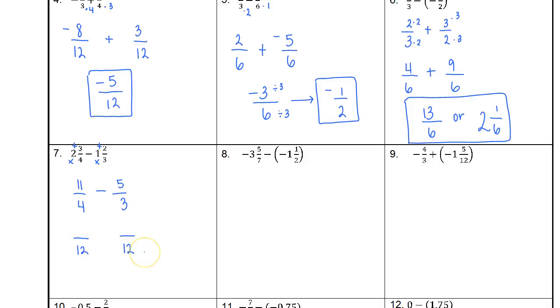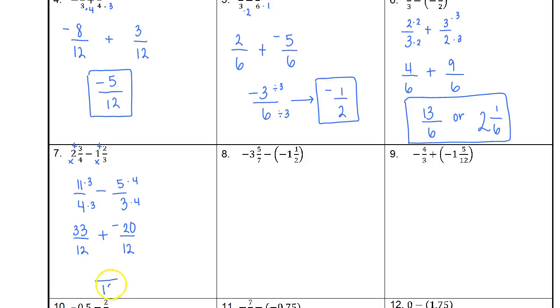And now I have to change my numerators as well. So 4 times 3 I multiplied to get 12, and 11 times 3 will give me 33. 3 times 4 gives me 12, and 5 times 4 will give me 20. And again, instead of bringing down the subtraction sign, I'm going to change it to plus a negative. So anytime I'm seeing subtraction, I'm rewriting it as addition of the opposite.